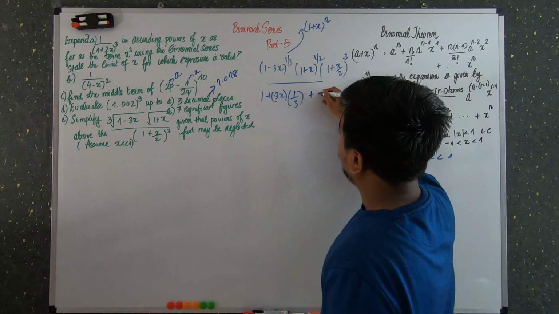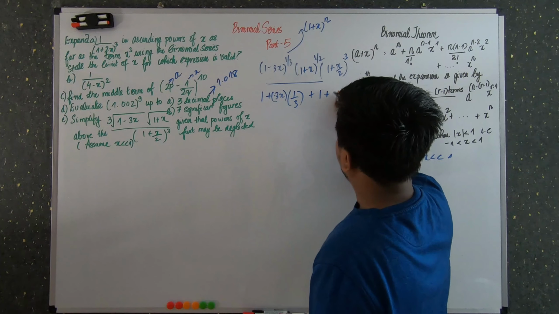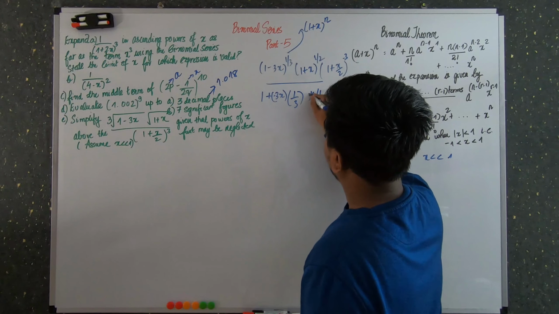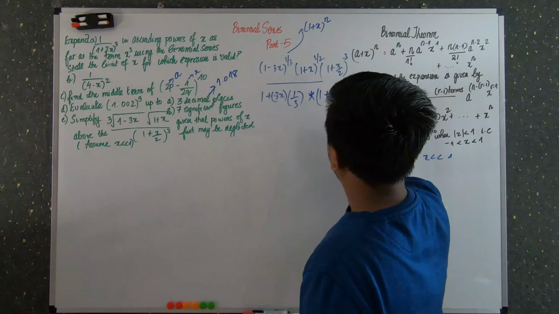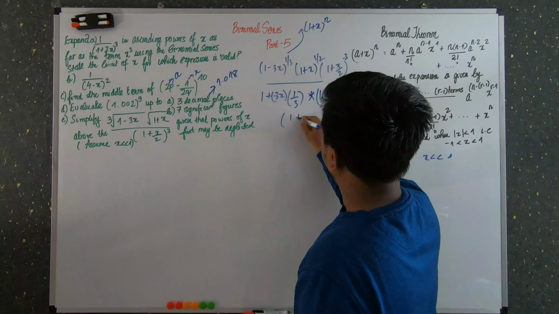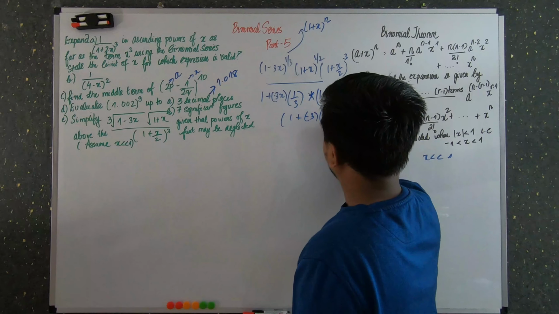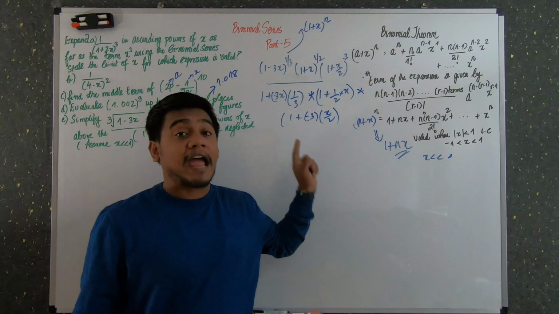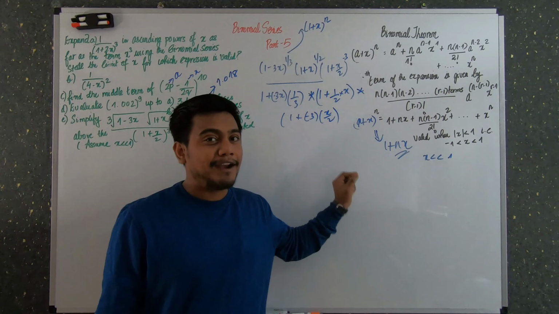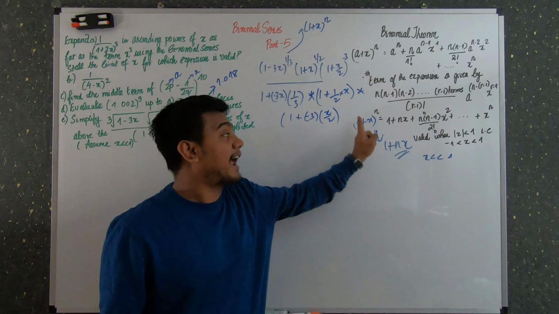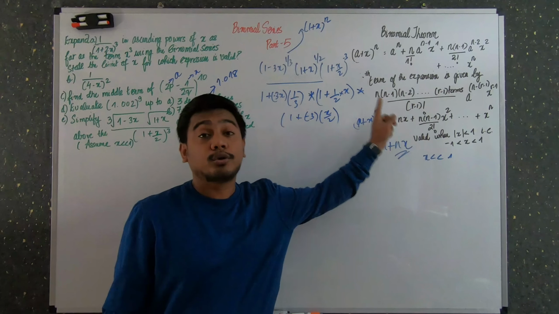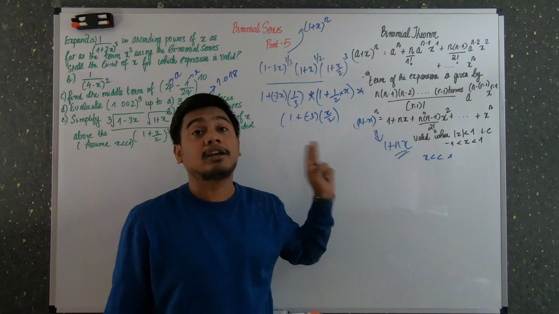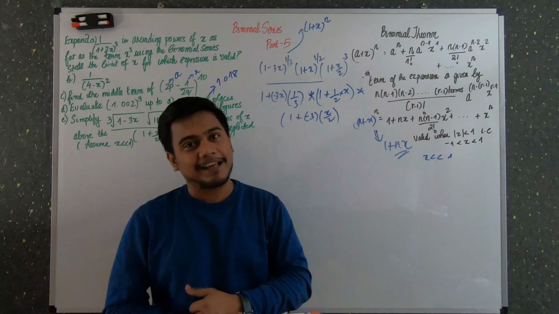Okay. Next term would be what? 1 plus 1 by 2 into x. What's the next term again? Into, over here. Okay. Into 1 plus minus 3 into x by 2. I hope it's clear. Once again, I would say when the value of x is very small compared to 1, then you can directly write this formula as 1 plus nx. You don't have to do the complete expansion. You can just approximate it to the first two terms, that is 1 plus nx.